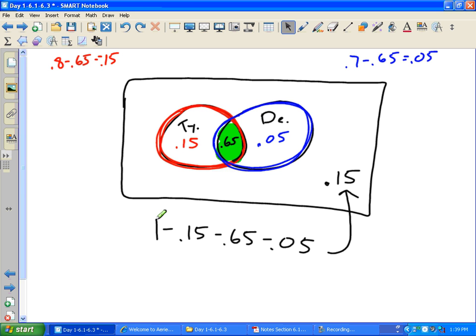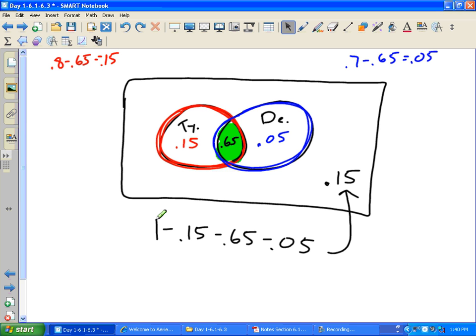All right. So the question is, find the probability that at least one free throw is made. At least one free throw is made. Is it okay if you make both? In other words, is it okay if Tyreek and DeMarcus make it? Okay. Is it okay if just Tyreek makes it? Is it okay if just DeMarcus makes it?